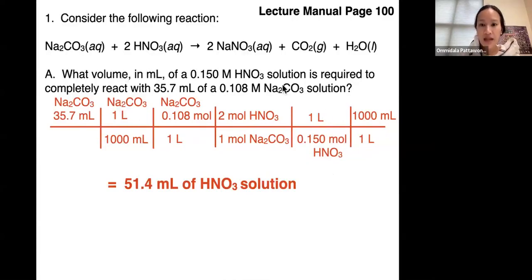Because we want milliliters, the last step would be to convert this into milliliters. Cancel everything out, and you're going to be left with milliliters of nitric acid. And that would be the answer.